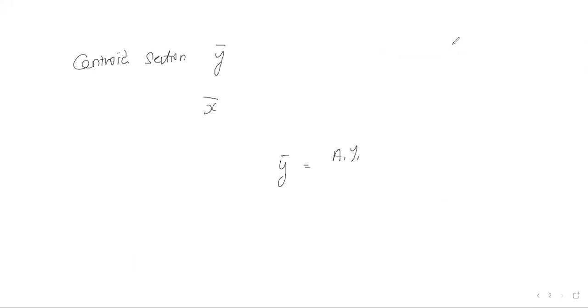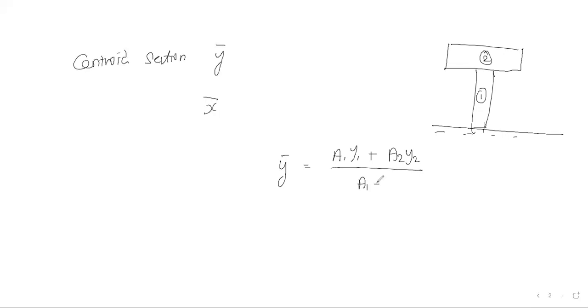For example, if I'm going to use a T section, there are two different components, that is flange and web. With respect to that, I'm going to calculate from the bottom: A1 Y1 plus A2 Y2 divided by A1 plus A2. By using this formula, I can calculate the height y bar, the centroid of the section from the bottom. So it may lie somewhere here. This distance is nothing but the y bar distance or centroidal distance.